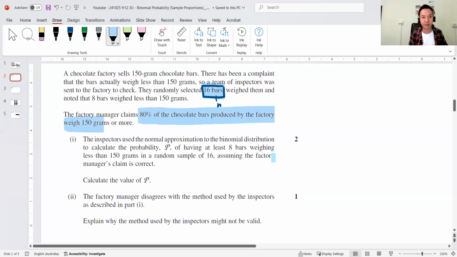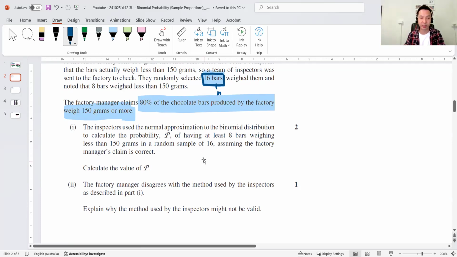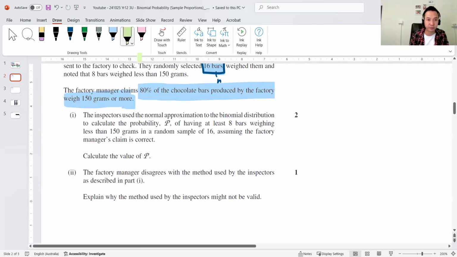80% weighed that, right? So that actually tells me, on average, 80% weigh more. I'll get there in a sec why that's important. So let's look at the question. The inspectors use the normal distribution to approximate the binomial distribution to calculate the probability P. Now, P is the probability of having at least 8 bars less than 150 grams in a random sample of 16. Calculate P.